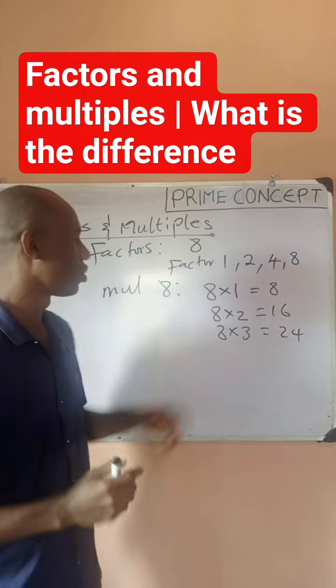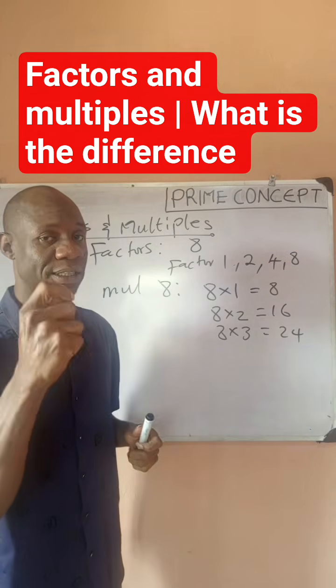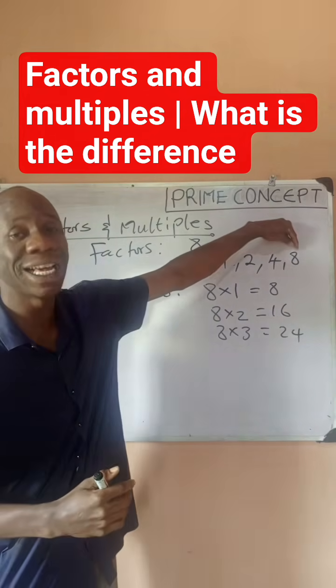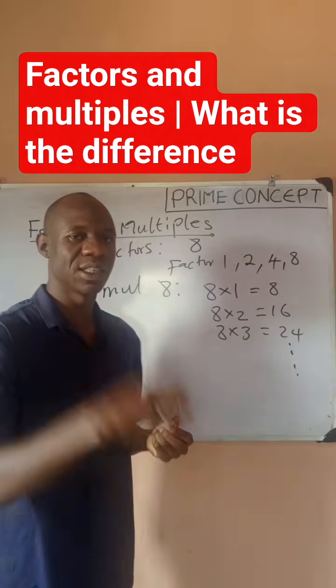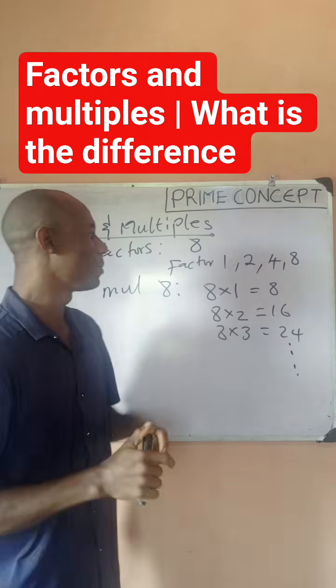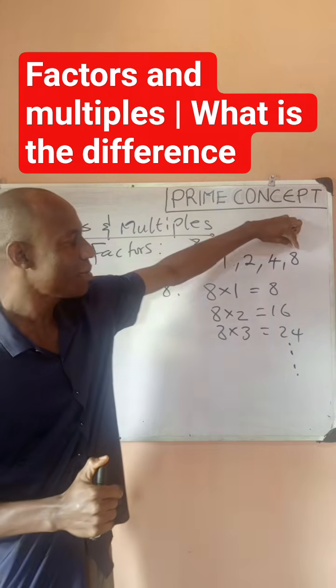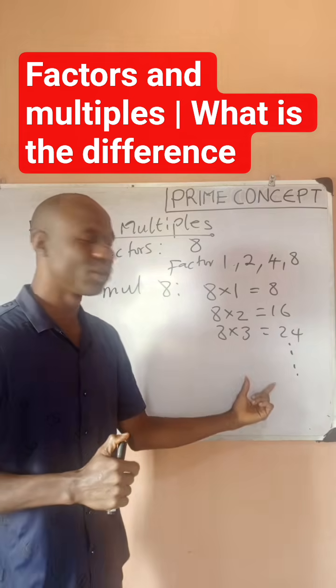Another thing you should know about factors is that the factors of a number are finite. That is to say, the factors have an end. But the multiples of a number are infinite. It continues. It does not really have an end. Then finally, you should also know that 0 is not a factor of a number, while 0 is a multiple of every number.